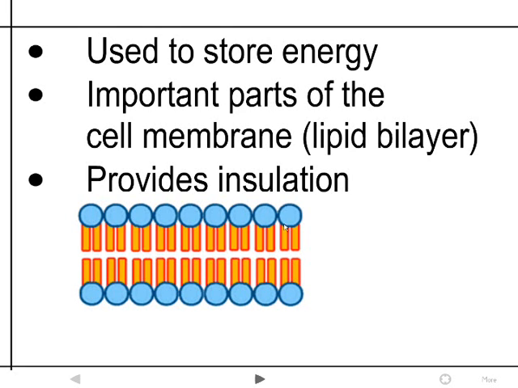Another use for lipids is for insulation. You can think about a polar bear. It has a lot of fat under its skin so that it can stay warm, because those lipids and that fat keep the heat inside their body so that they can stay warm.